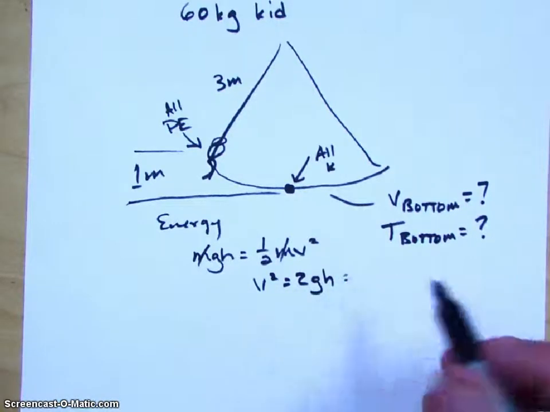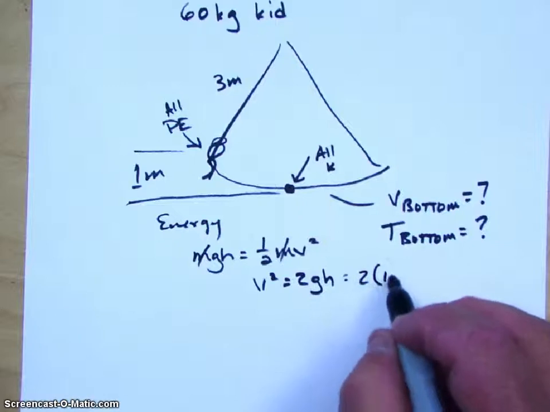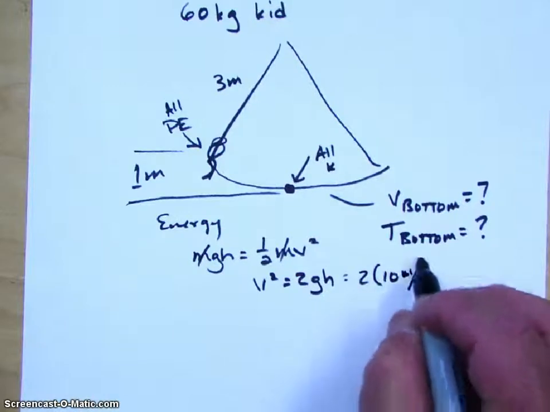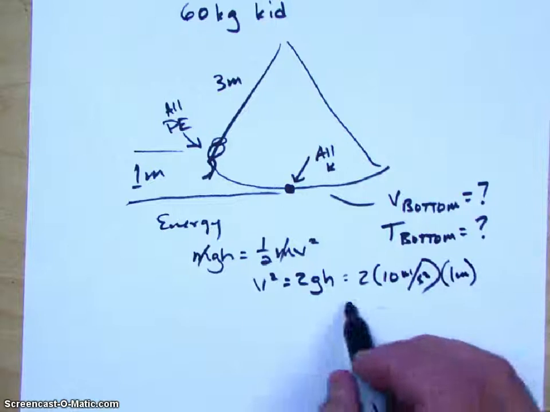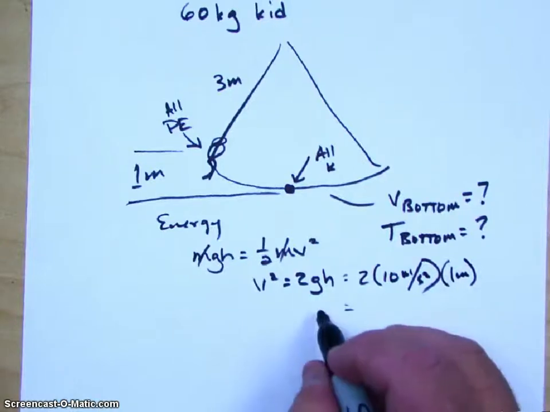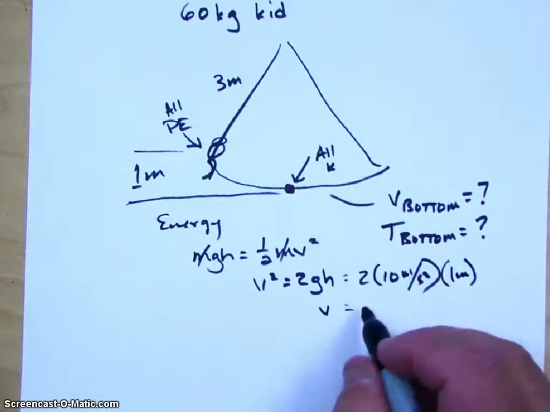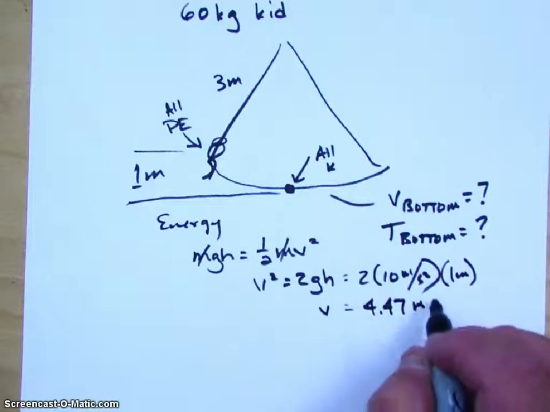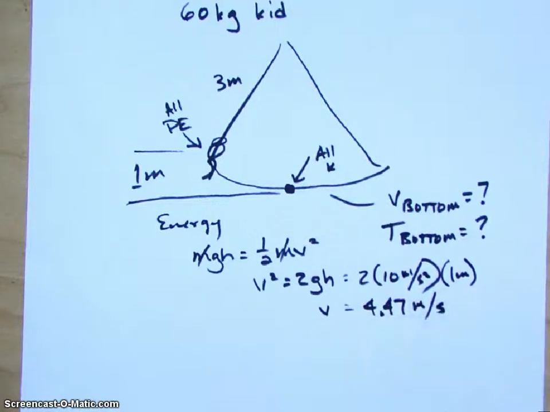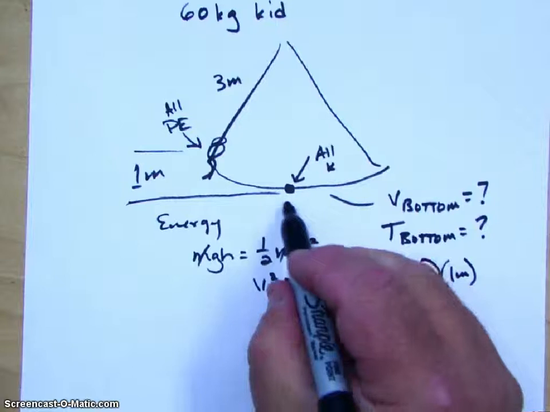This one I have numbers for. So 2, 10 meters per second squared. Again, you can use 9.8 if you want. Times a height of 1 meter. So v is going to be the square root of 20. The square root of 20 is 4.47 meters per second. So that's how fast they're moving right there.